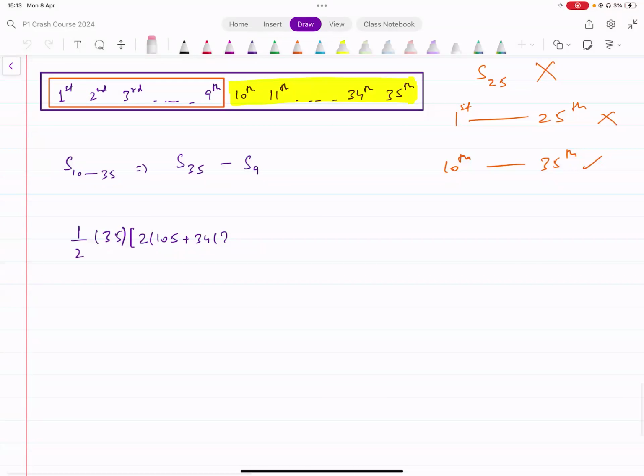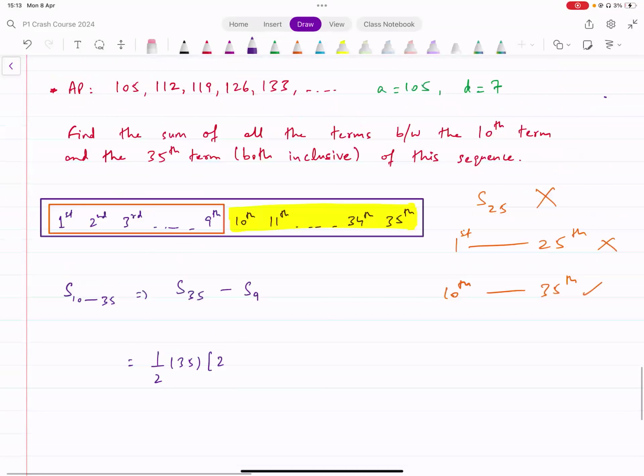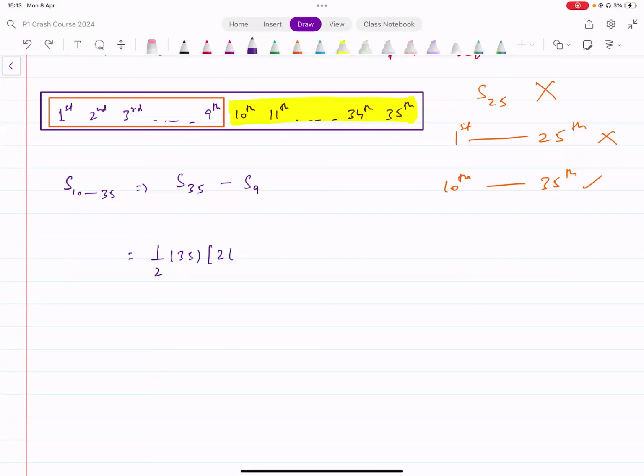Okay, so we understood that we would subtract from the sum of the first 35 terms the sum of the first 9 terms, and that's going to give us the result. So that's what we do here. Just input values and see what that gives you. Half into 35 into 2 times A. A is 105, so 2 into 105, plus n minus 1, that means 34 times the difference. Difference is 7. That's going to give us the sum of the first 35 terms.